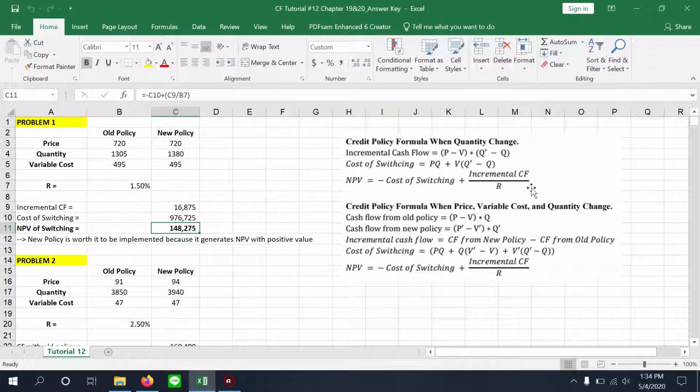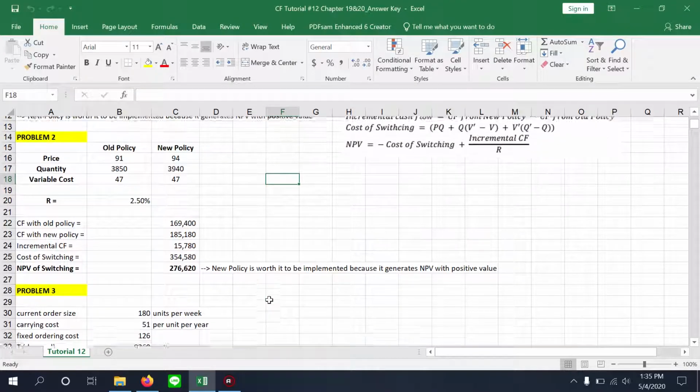Why is it a perpetuity? Because we assume that if we change into a new policy, we will apply this new policy for an infinite number of years. So basically it will be a perpetuity. And that's problem 1.